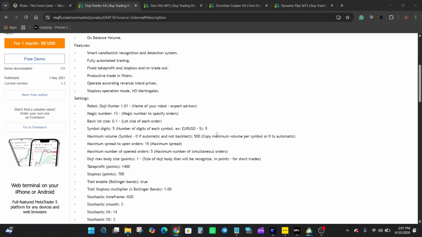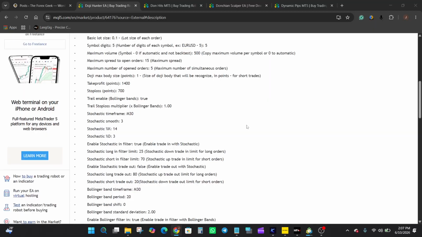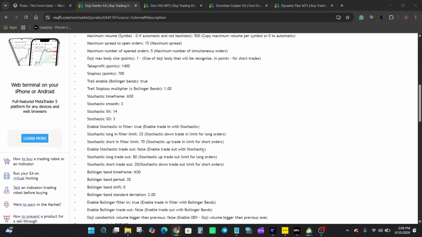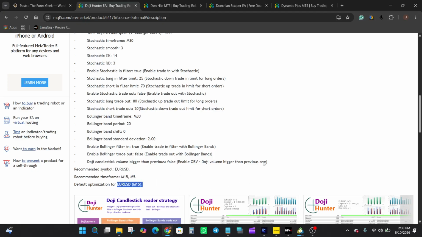As I move into the settings overview, I can see that the system is quite configurable. There are parameters for spread control, maximum number of open orders, and doji detection sensitivity based on candlestick body size. This allows the user to adjust how strict or flexible the pattern detection should be. Now, transitioning into the backtesting section, the recommended setup shown on the page includes Euro USD as the main symbol with suggested time frames of M5 and M15 and default optimization focused on Euro USD M15.